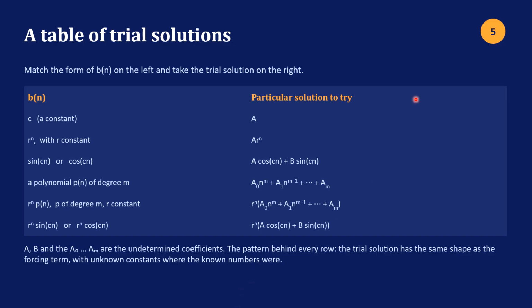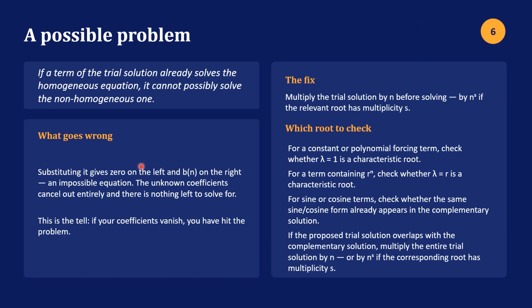Okay, so let's continue. There's a possible problem with our methodology that crops up depending on the particular b of n that we have in our equation. If a term of the trial solution, in other words, the guess from the table on the previous slide, already solves the homogeneous equation, it cannot possibly solve the non-homogeneous equation. Substituting the trial solution gives 0 on the left and b of n on the right, an impossible equation. The unknown coefficients cancel out entirely and there's nothing left to solve for.